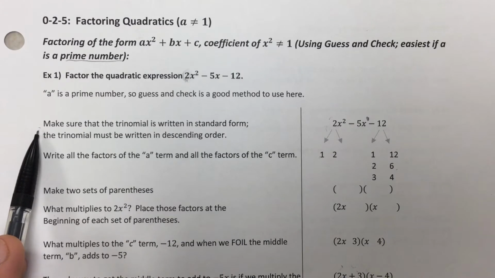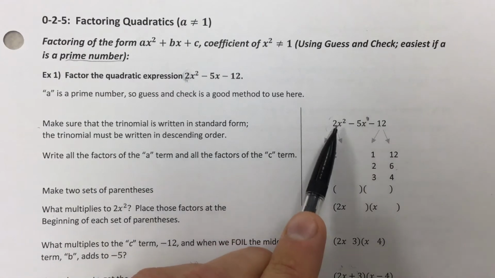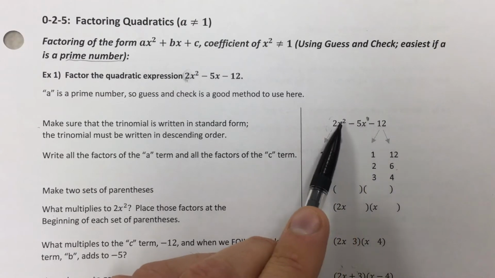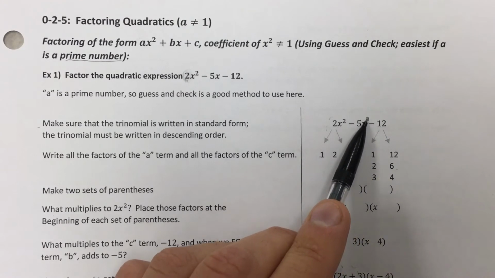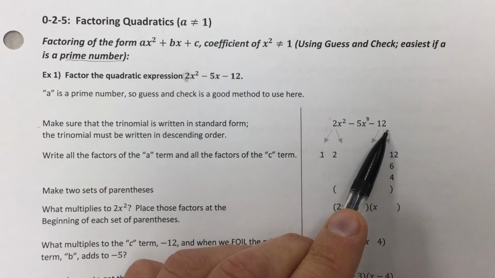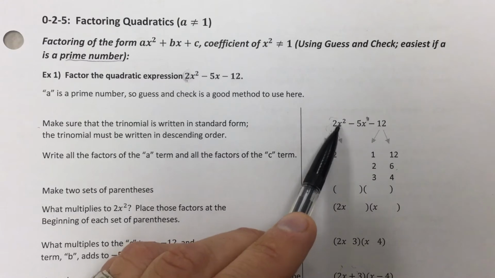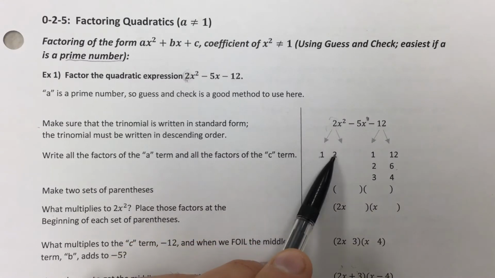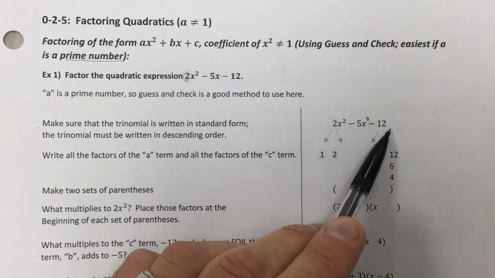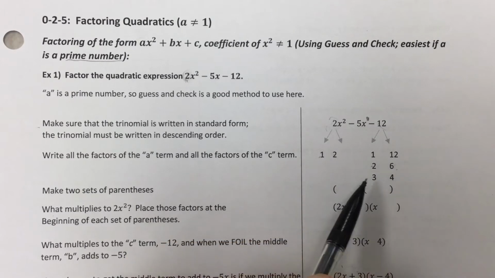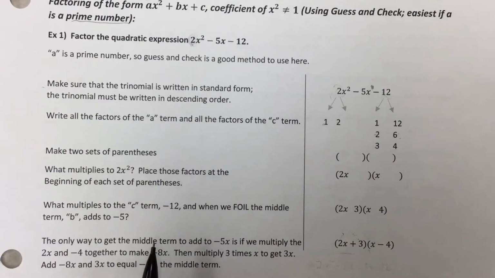And so what you're going to do is write your factors. Make sure your trinomial is in standard form. Standard form means your exponents are going from largest exponent to smallest exponent, so it went x squared, then x to the first, and then no x. And then you're going to write your factors of the first term, the a term. The only things that multiply to 2 are 1 and 2. And the factors of the last term, which is 12, would be 1 and 12, 2 times 6, and 3 times 4. And this is still reverse FOIL.